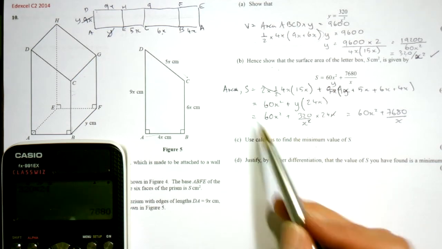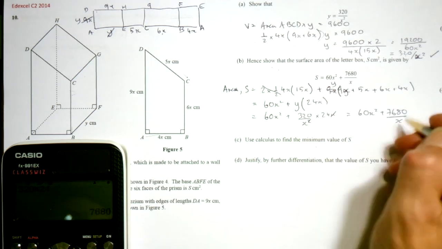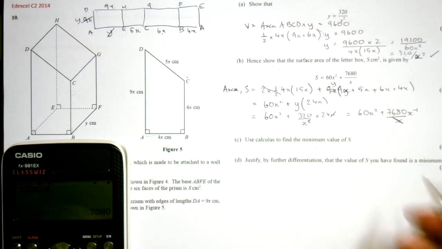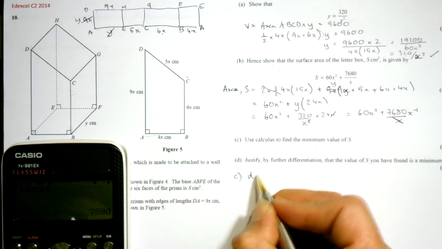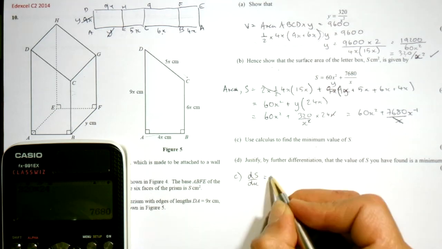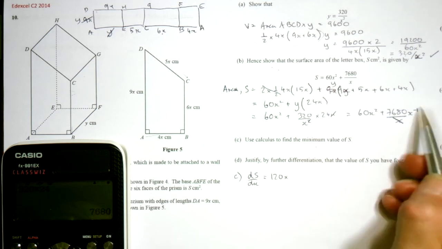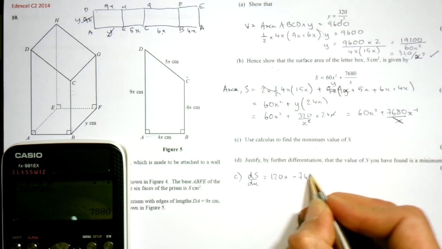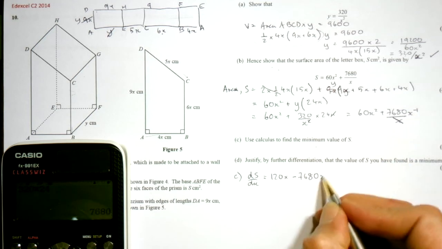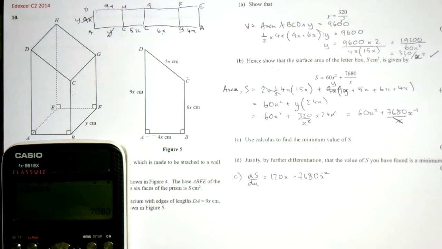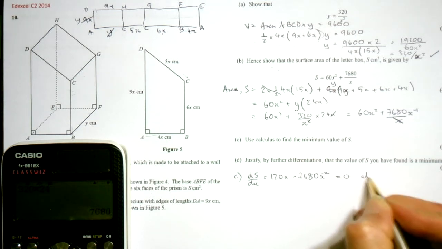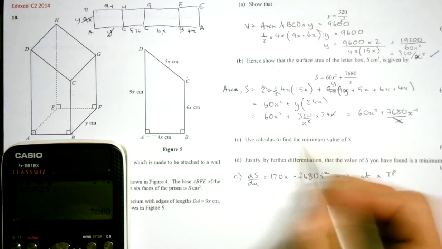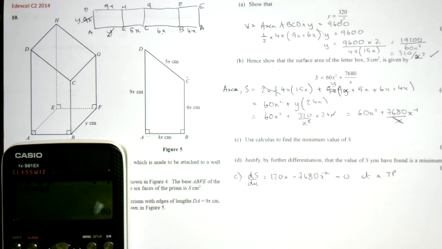Okay, so we're going to differentiate S with respect to x. So I'm going to write that as 7680 x to the minus 1. And when we differentiate it, we multiply by the power and reduce the power by 1. So for part C, dS by dx is equal to 120x, times by minus 1, so take away 7680 and reduce the power by 1, x to the minus 2, and that equals 0 at a turning point. And the turning point we want will turn out to be a minimum, bet ya.